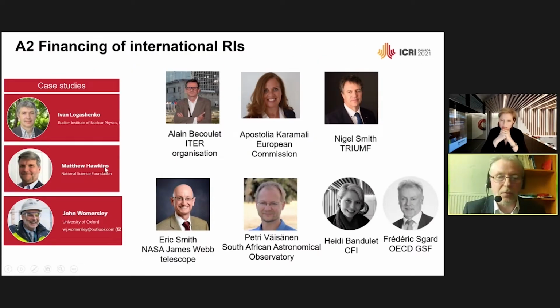The second session from this theme was about financing international research infrastructure. Obviously, this is a very sensitive issue, not only because infrastructure are increasingly costly, they bring together a diversity of partners. So the funding management of international research infrastructure is a complex issue.